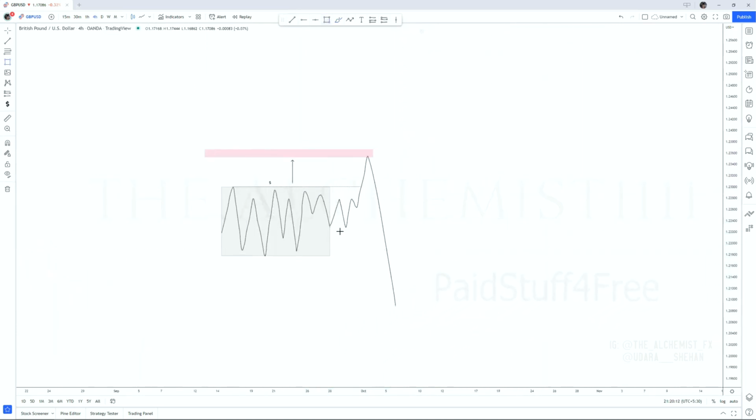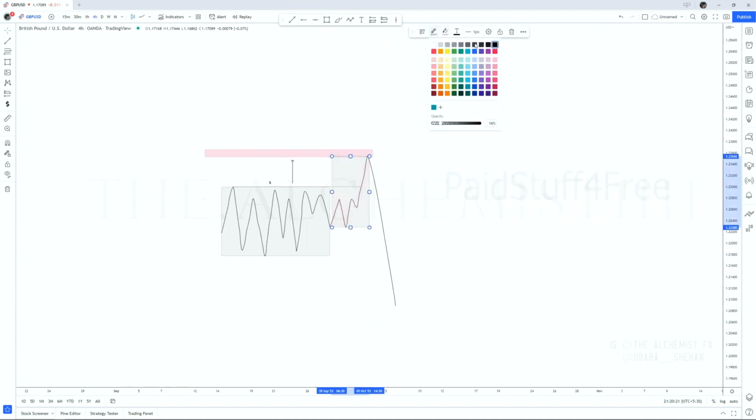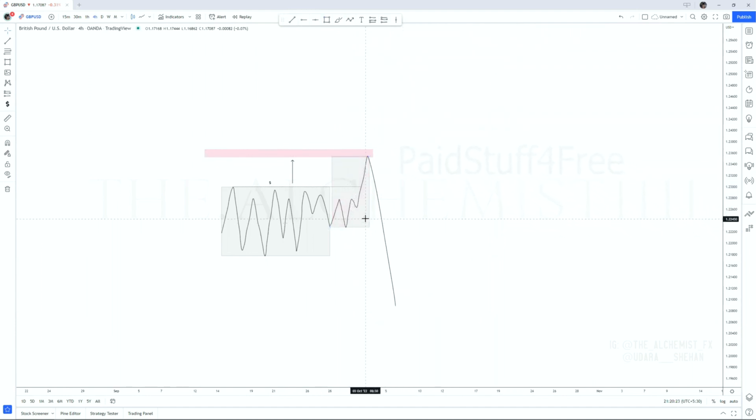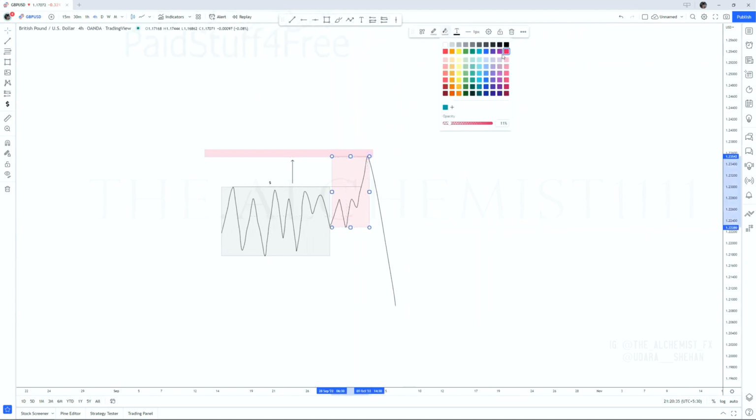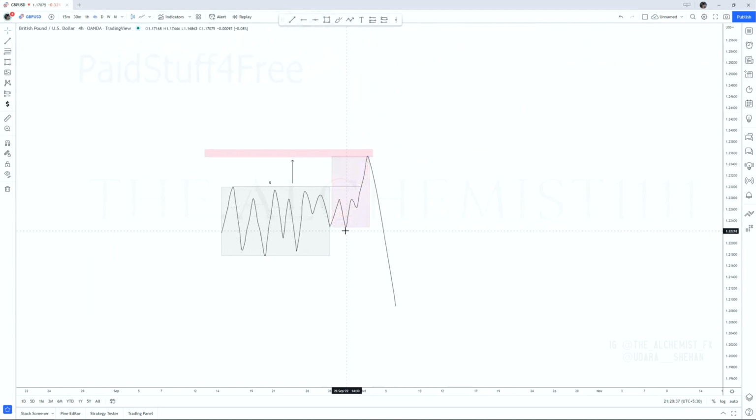ICT calls this by a nice name. You know what it is? The Judas swing. This is what we call the Judas swing: the false run in the opposite direction after the New York midnight time. He tells you the meaning behind the Judas swing: it is like taking sheep into a slaughterhouse. Everyone starts to buy this, but when London opens, it reverses. Can you understand this? Hope it's clear.